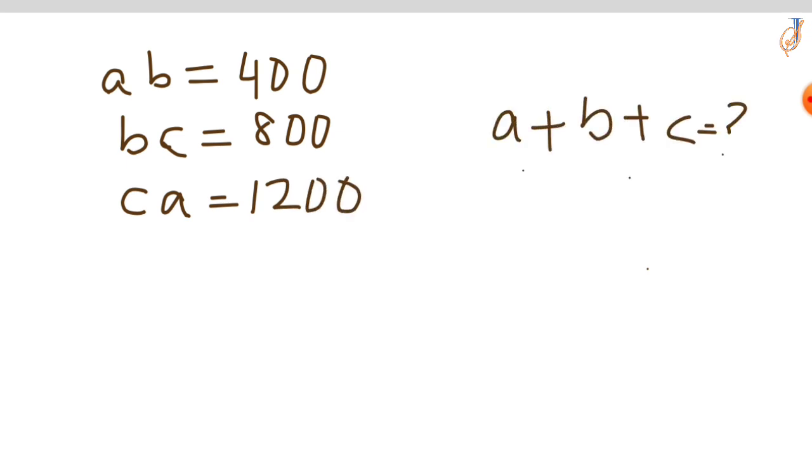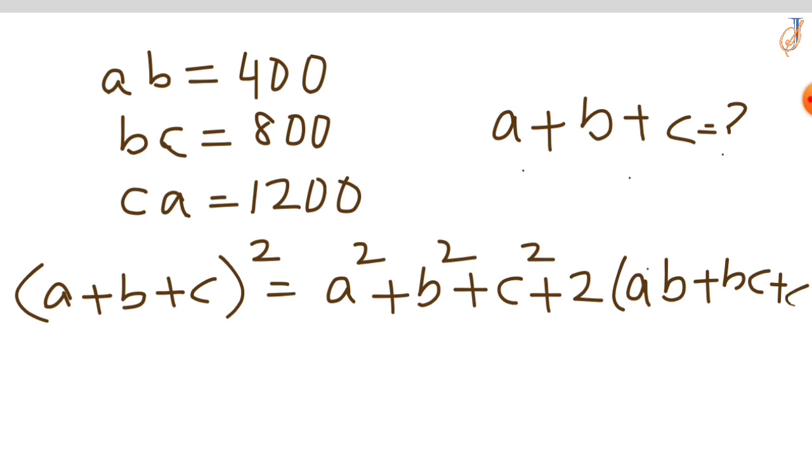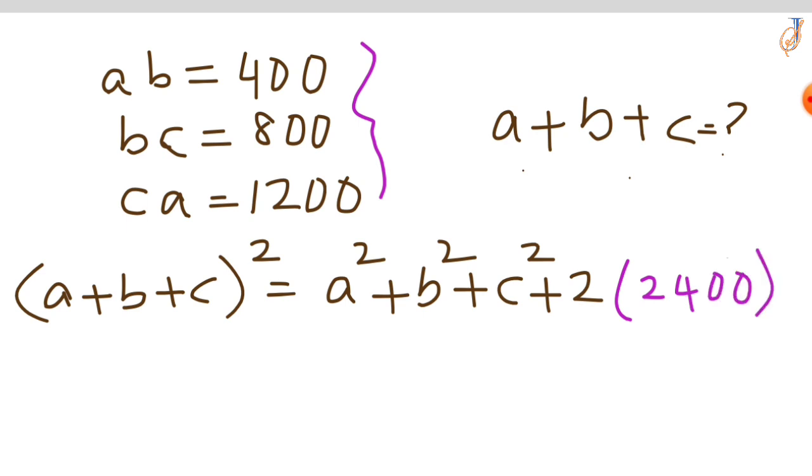To find A plus B plus C, recall one of the formulas. If you square it, what is the formula? (A plus B plus C) squared is equal to A square plus B square plus C square plus 2 times (AB plus BC plus CA). What is AB plus BC plus CA? 400 plus 800 plus 1200, which gives 2400. After multiplying by 2, you will get 4800. So up to here we know this.